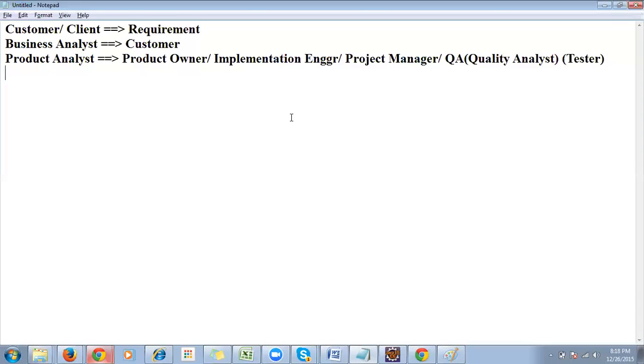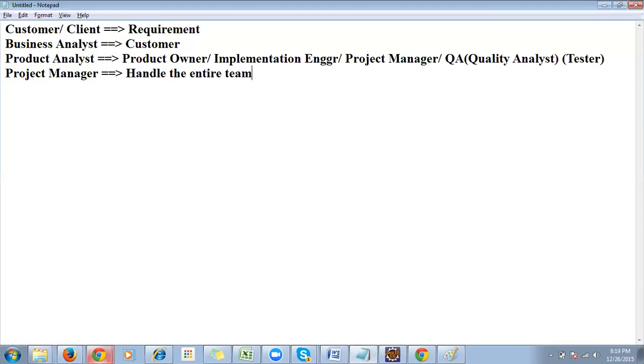Okay, so now, the business analyst, this is the product analyst. Next, project manager, which we have seen already. The project manager is what? He is the person who will be handling the entire team.